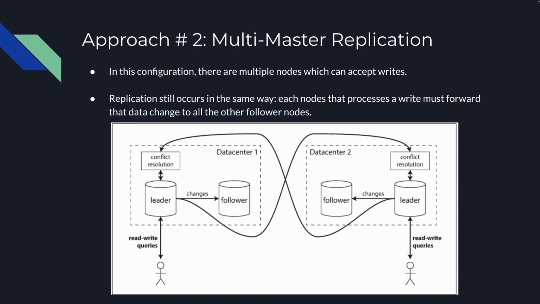Approach number 2 is multi-master replication. In this configuration, there are multiple nodes which can accept writes. Replication is still going to occur in the same way. Each node that processes a write is still going to need to forward that data change to all of its follower nodes.